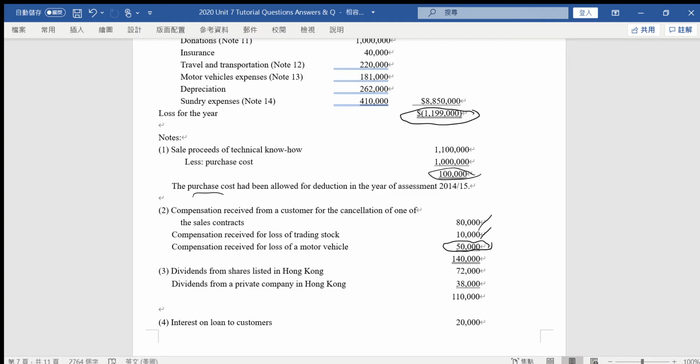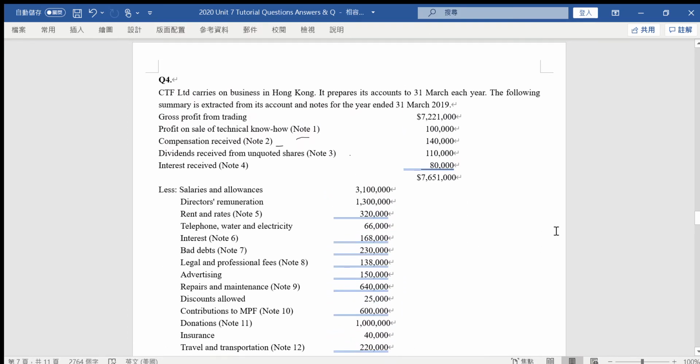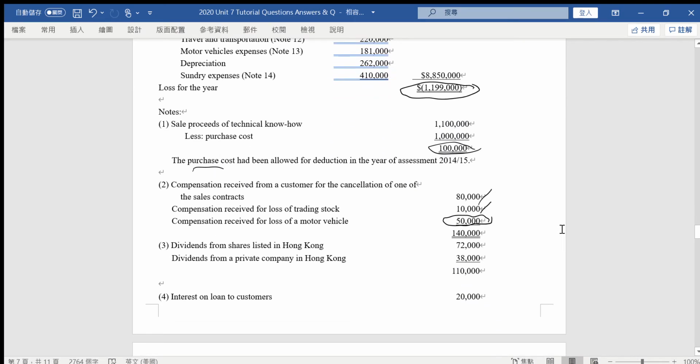Okay, then another item related to the income statement, Note 3, is about the dividend received from unquoted share. Okay, look at the information given, with the two items: dividend from the share listed in Hong Kong, dividend from a private company in Hong Kong. Okay, and for this one, as we all know, according to Section 26, dividend is non-taxable in Hong Kong, no matter whether that is listed or non-listed, private company. And that's why the whole amount should be adjusted, okay? That won't be taxed.